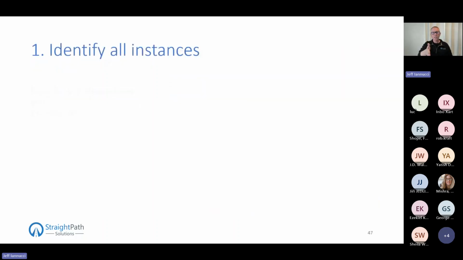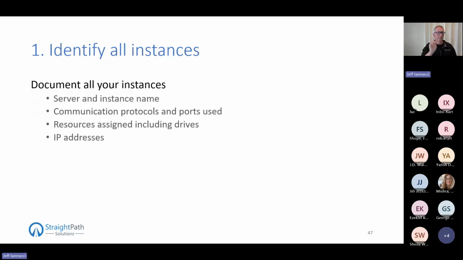Okay, first thing you do, identify all your instances. You can't protect them if you don't know them, right? I don't know how many times I've walked into some place and they said, okay, you're the DBA. Well, where are all the instances? Nobody knows. Well, then you go ahead and thank you for your service.